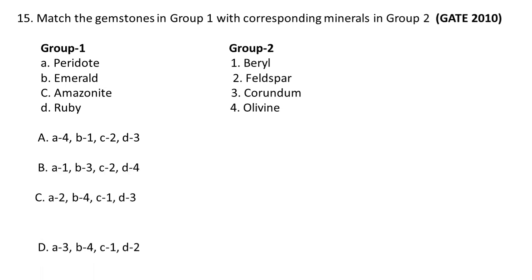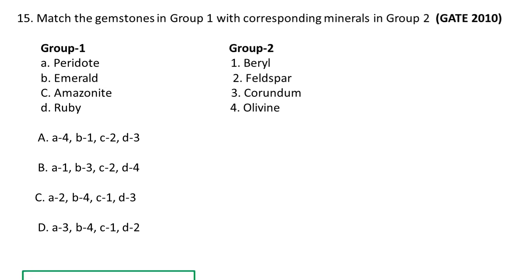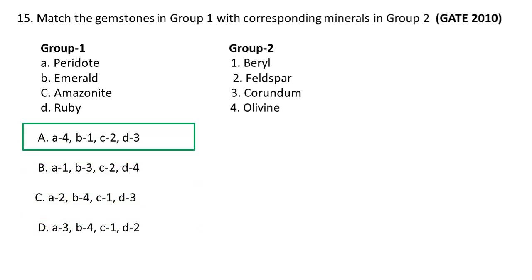So here the correct option is A, that is peridotite is represented by olivine, and emerald is a variety of beryl, and amazonite is a variety of feldspar, and ruby is a variety of corundum. So here the gemstones are matched from group 1 with group 2. So the correct option is A. Next question.